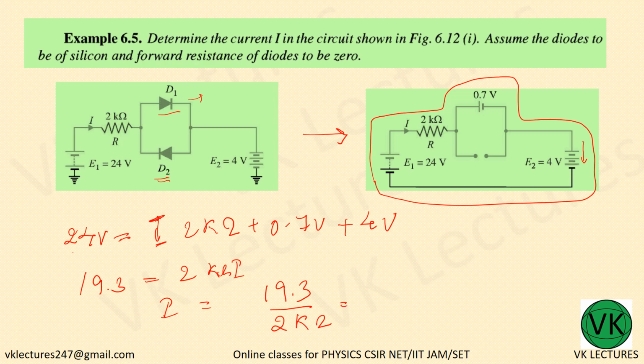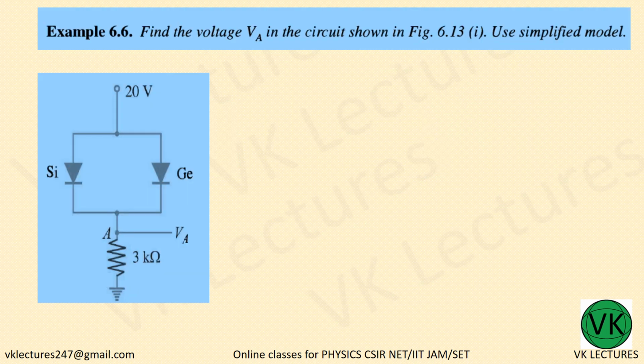Don't write 10 to the power minus 3 or something like that, leave it. 19.3 divided by 2 is nothing but 9.65. This going to the upper side becomes milli ampere. The current through the diode is 9.65 milli ampere.